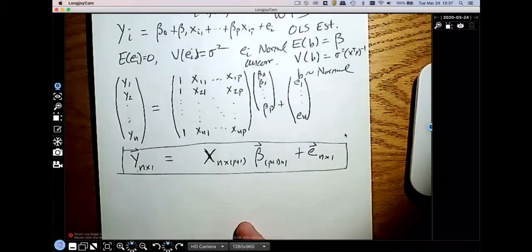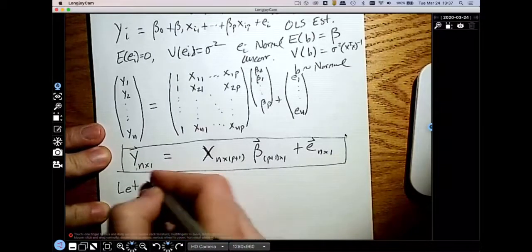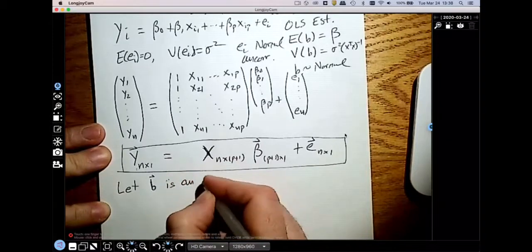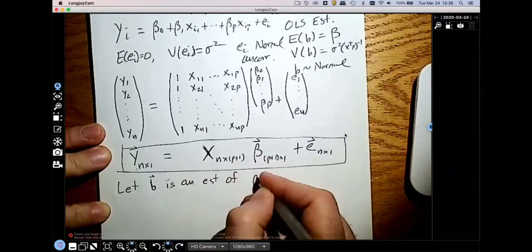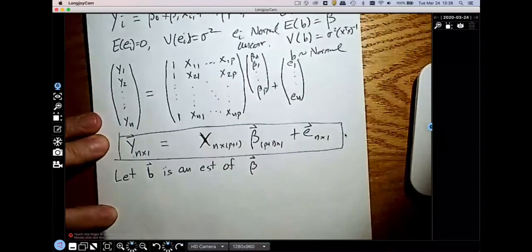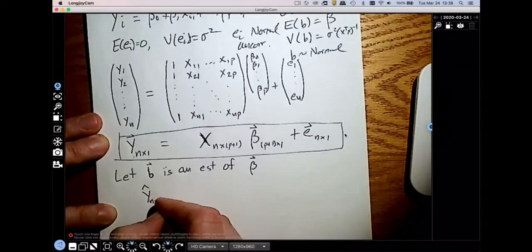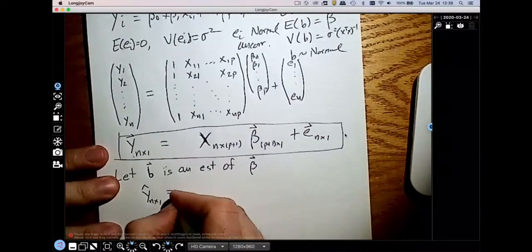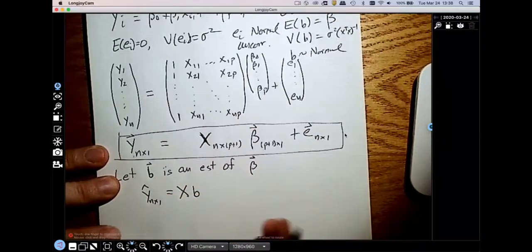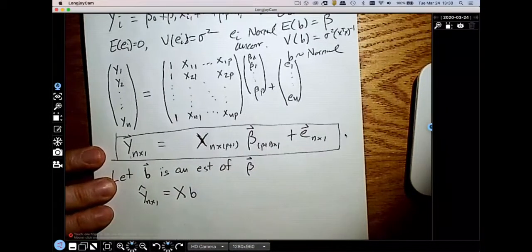Let's say that b is going to be some vector, an estimate of my true beta vector. Then my y hats, an n by 1 vector, is just going to be my X matrix times this b. I'm going to stop sticking my little arrows on top of it. So my predicted values are equal to that.